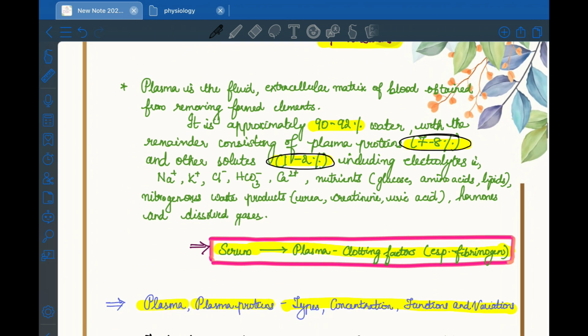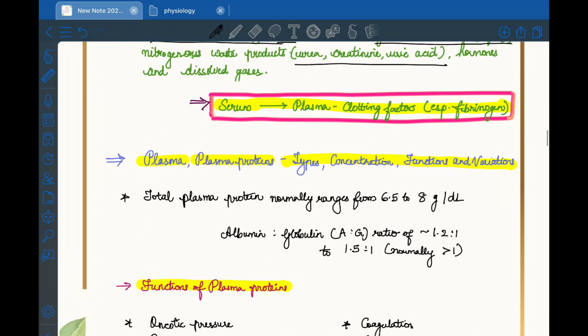that is sodium, potassium, chloride, bicarbonate, calcium, then nutrients like glucose, amino acids, and lipids, nitrogenous waste products like urea, creatinine, uric acid, hormones, and dissolved gases. So, another important term that we often get confused is serum. Serum is plasma minus the clotting factors. So, by clotting factors, the most important one is fibrinogen that helps in coagulation or clotting. So, when the plasma is devoid of clotting factors, we get the serum.